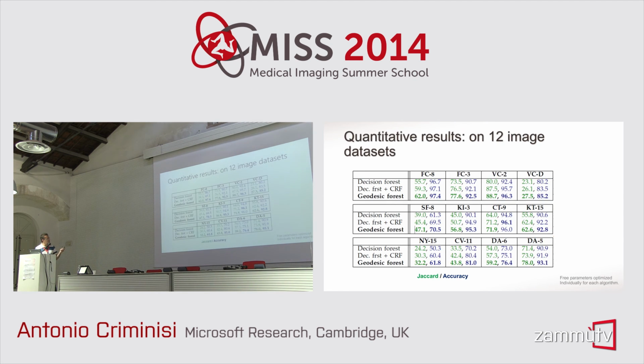In terms of numbers, here we have all the 12 data sets. These are faces, Kinect, Kitty, the CT scans, the San Francisco, New York, CamVid, and Daimler datasets, different versions. And what we do is we report both the Jacquard index, which is the intersection over union, as well as the pixel-wise accuracy.